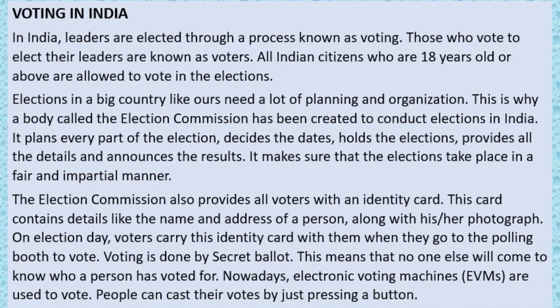Voting is done by secret ballot. This means that no one else will come to know whom a person has voted for. Nowadays, electronic voting machines (EVMs) are used to vote. People can cast their votes by just pressing a button.